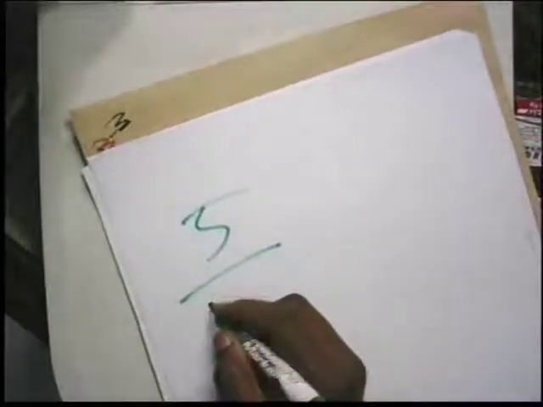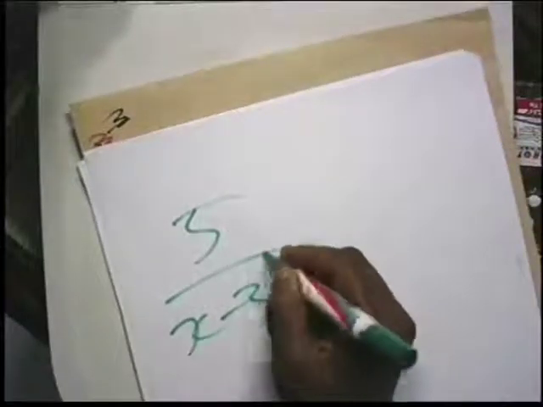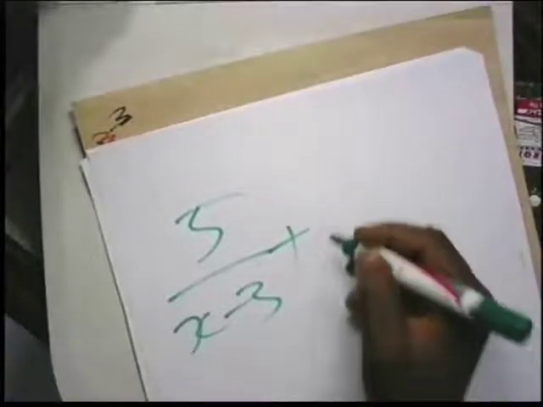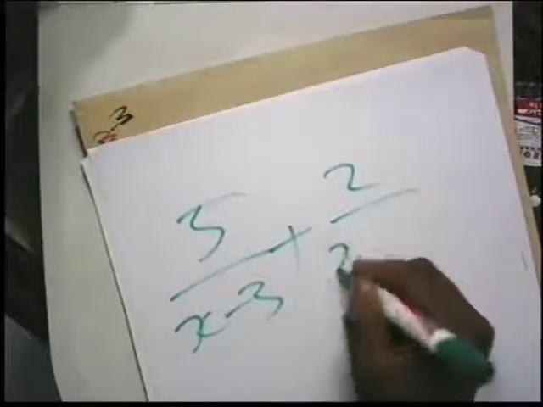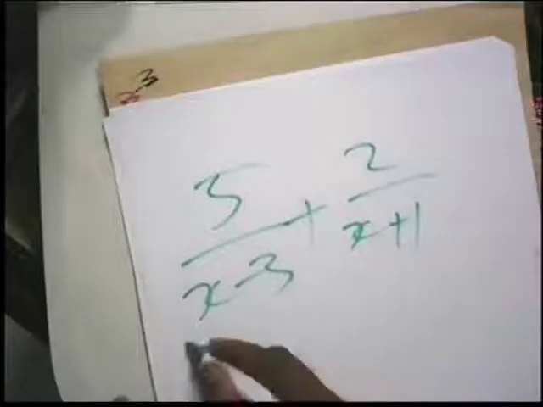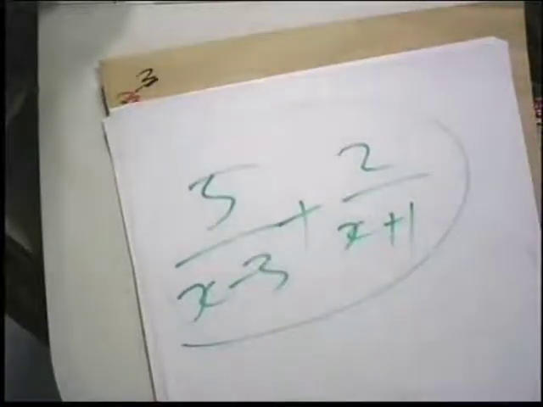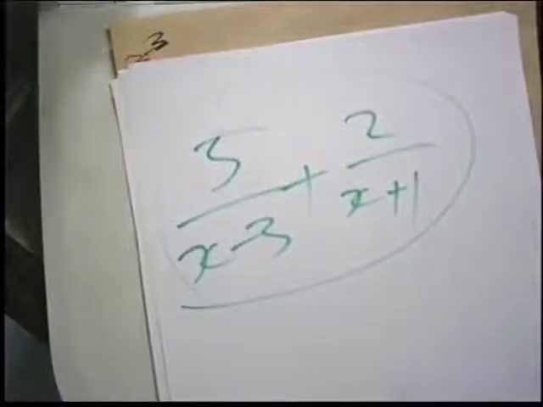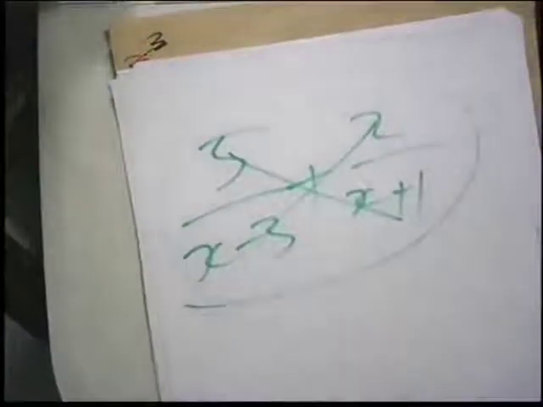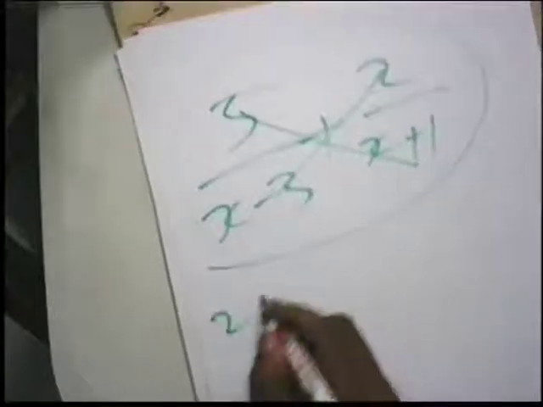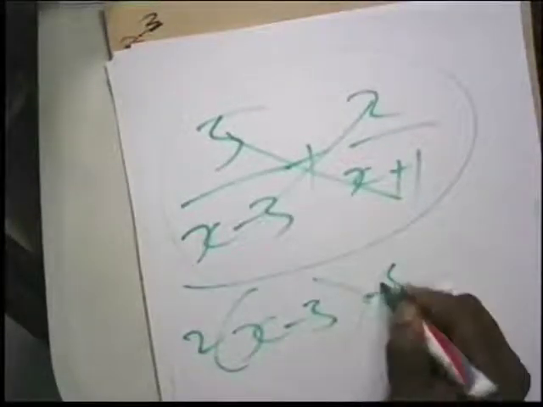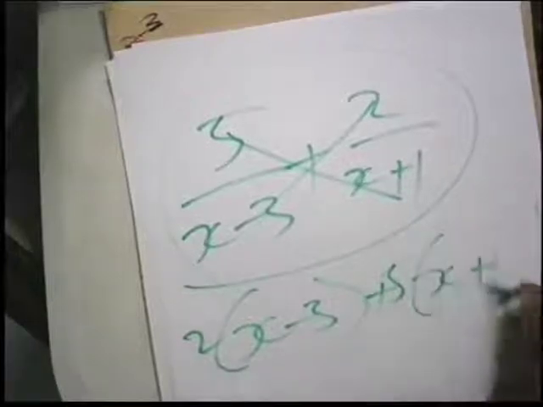5 over S minus 3 plus 2 over S plus 1. These are the basic things. I don't expect anybody to have any problem. This is what I teach even grade 8 and grade 10. Just cross multiply to make it easier for you: 2 into bracket S minus 3, plus 5 into bracket S plus 1.